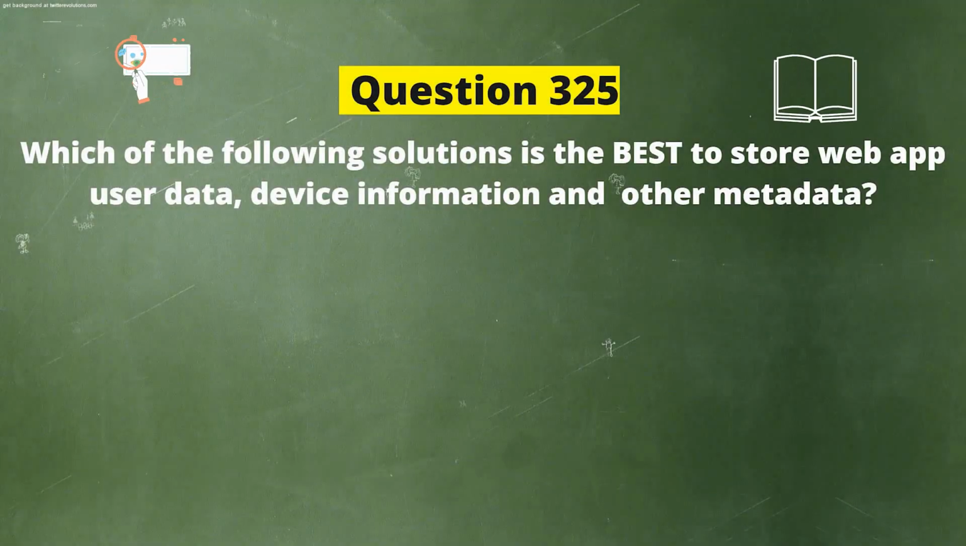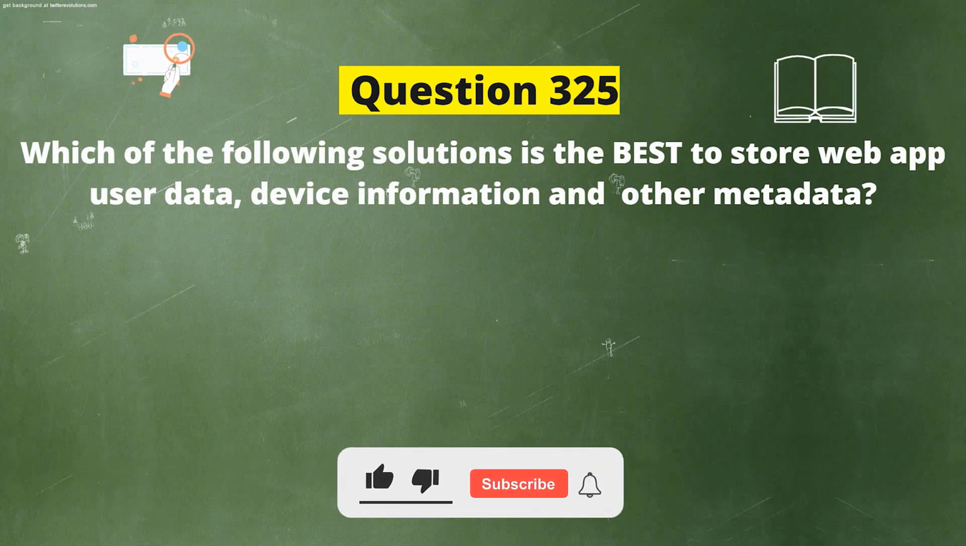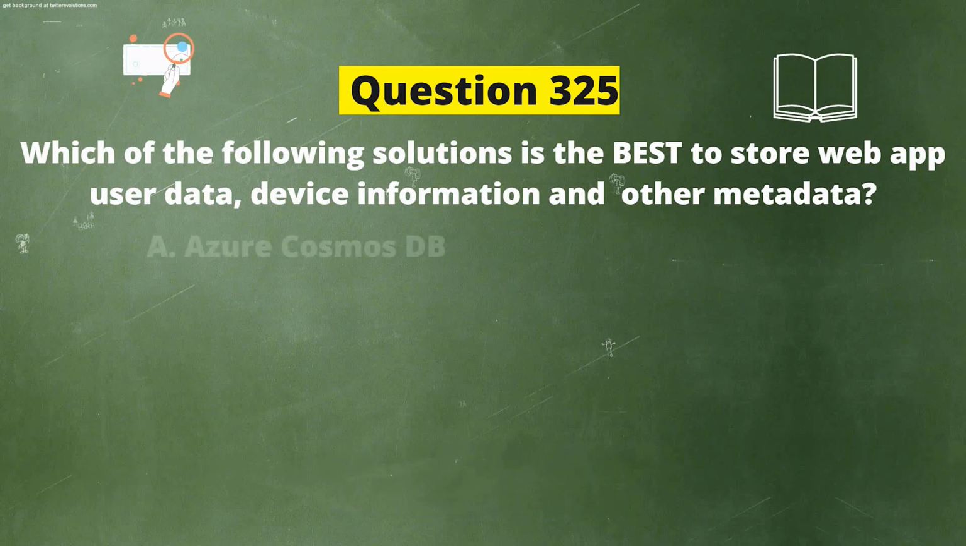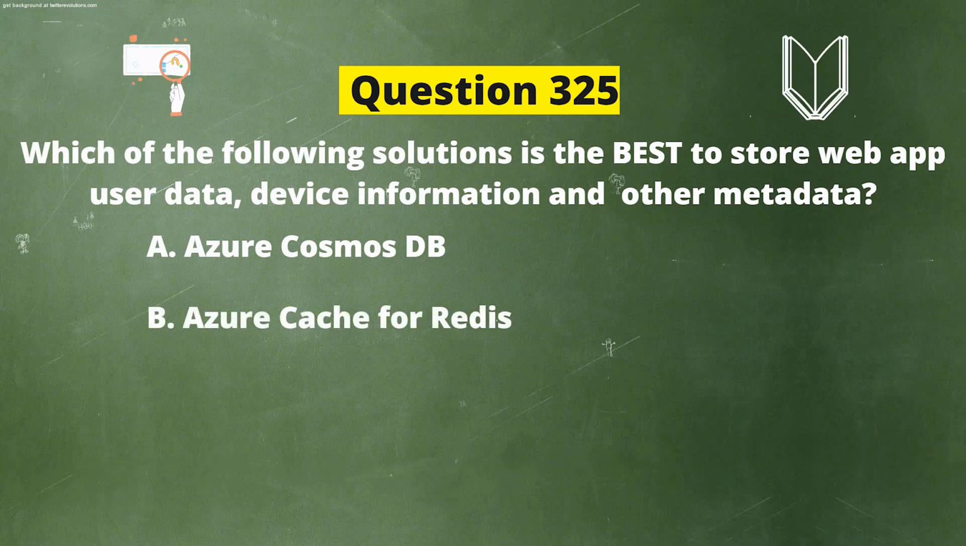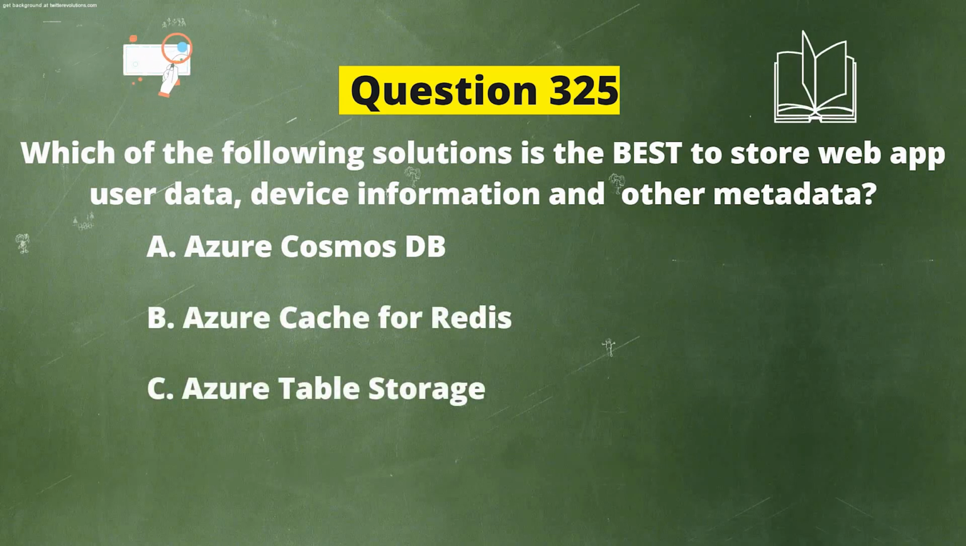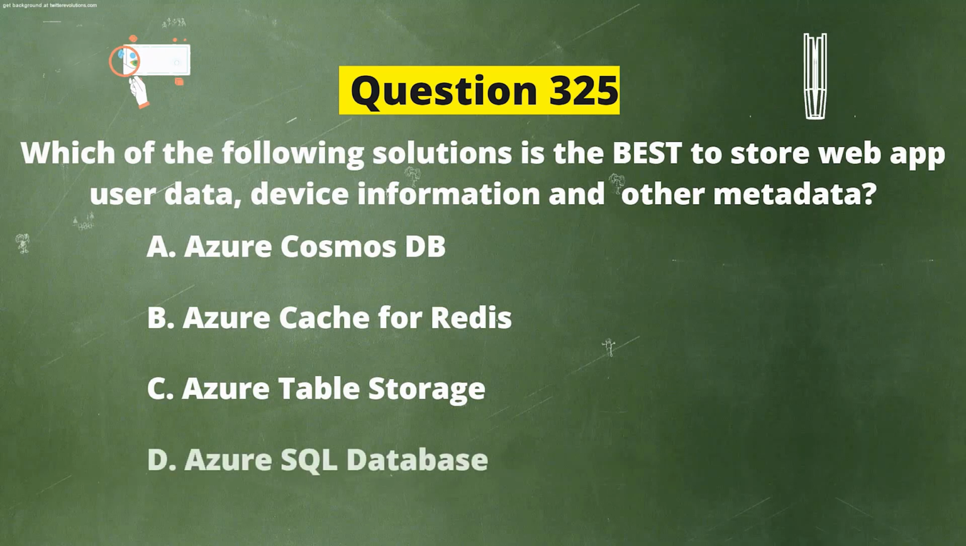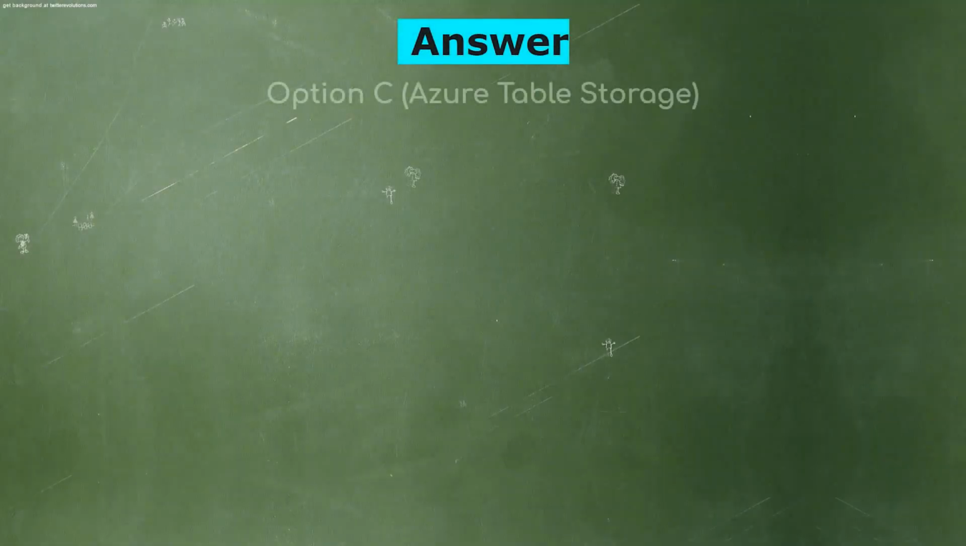Next question. Which of the following solutions is the best to store web app user data, device information, and other metadata? And the options are A. Azure Cosmos DB, B. Azure Cache for Redis, C. Azure Table Storage, D. Azure SQL Database. And the correct answer is option C. Azure Table Storage.